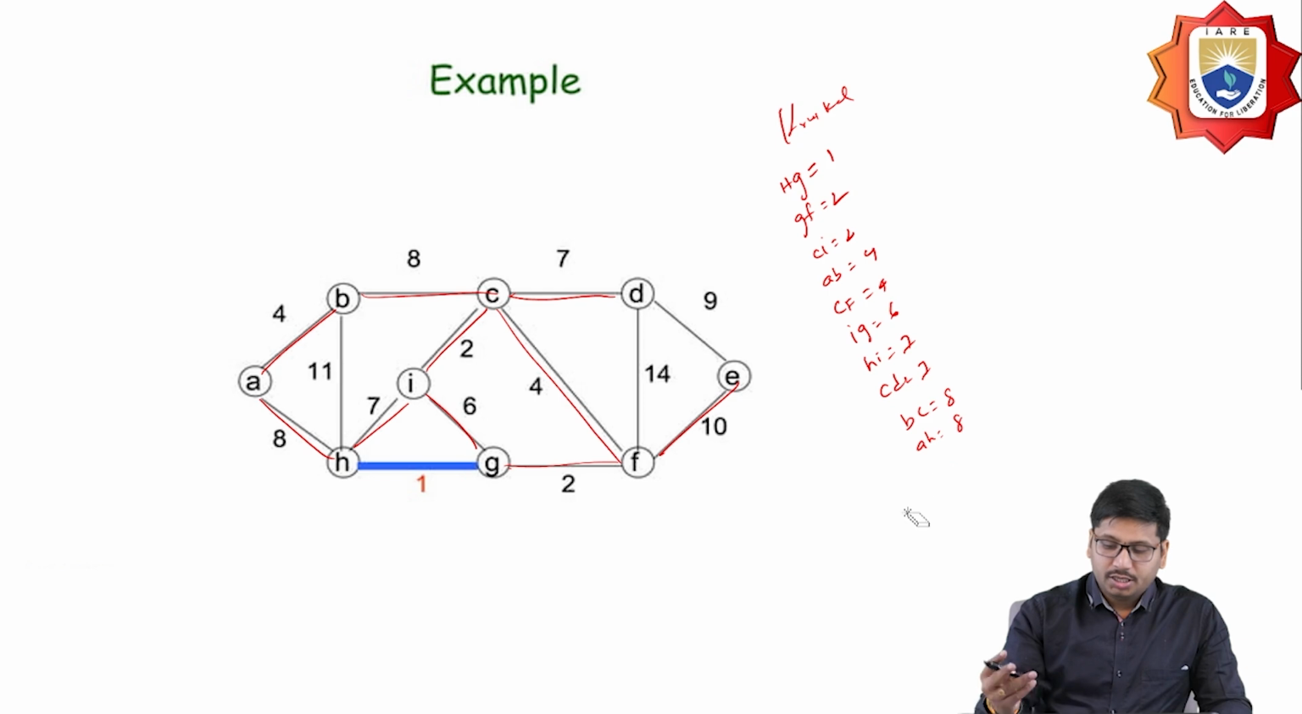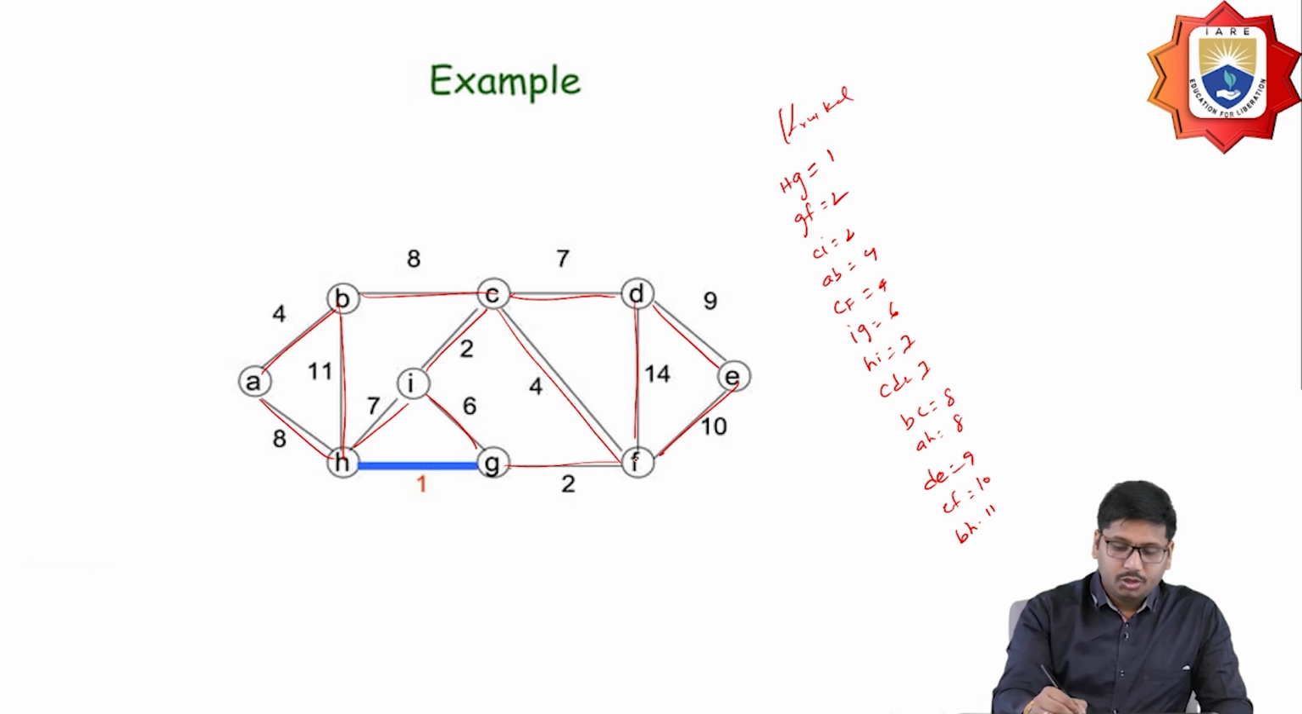Before that, DE is there, so DE equals 9, and EF 10. The next one is BH. Finally it is going to be DF.